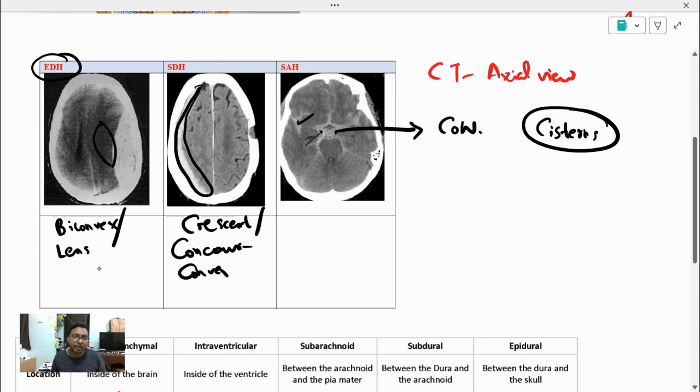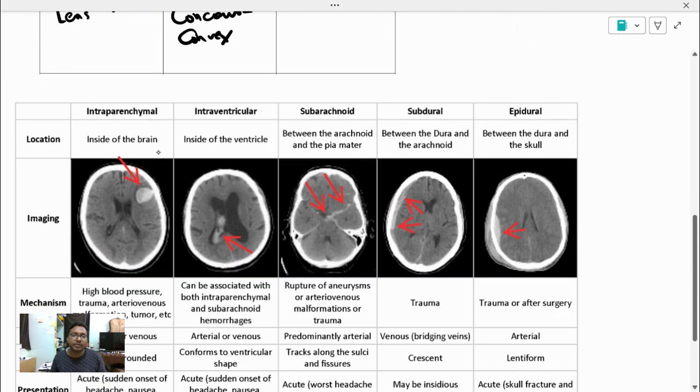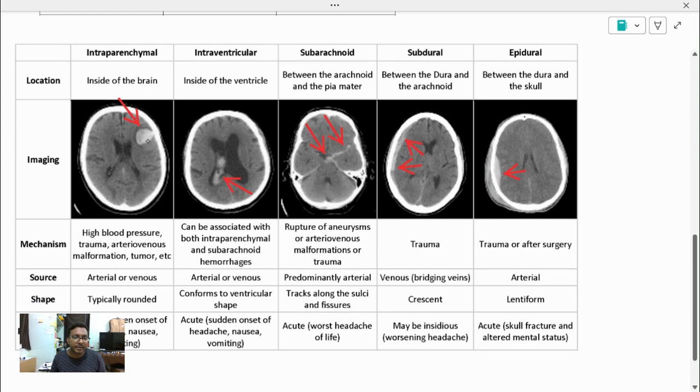So biconvex or lens shaped hemorrhage is seen in extradural hemorrhage, and crescent shaped or concavo convex shaped is seen in subdural hematoma. Now, what are the other different types of hemorrhage? As you can see here, it's a hyperdense lesion within the parenchyma of the brain. So it is inside the brain. So it is nothing but your intraparenchymal bleed.